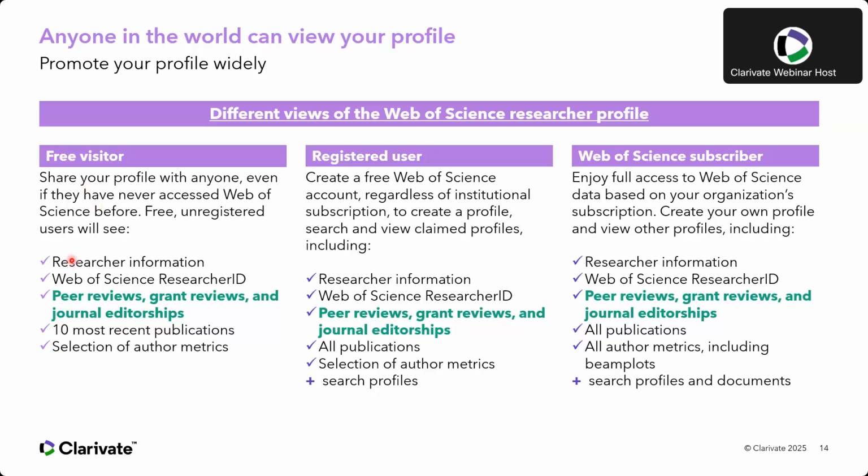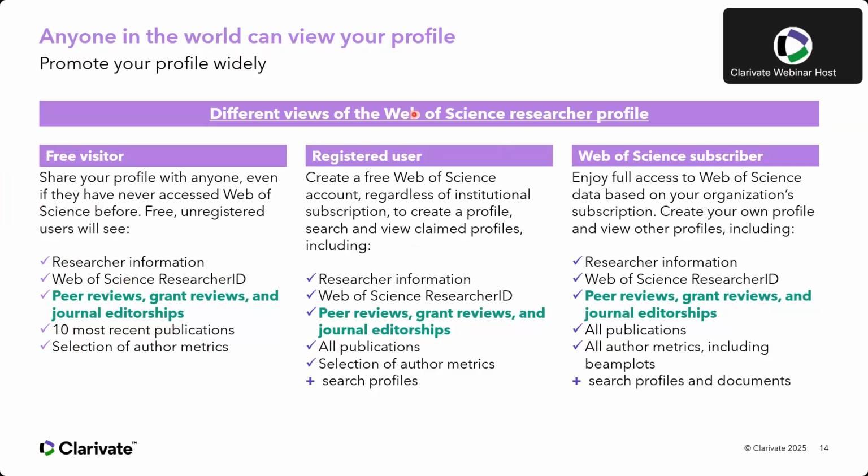So you'll have the researcher information, the ID, the peer reviews, grant reviews, and journal editorships. They always appear. And then we showcase the 10 most recent publications and a selection of author metrics. So that's where you open it, you share it with someone who doesn't have Web of Science. They don't have a profile on Web of Science, and they don't have access to the Web of Science.